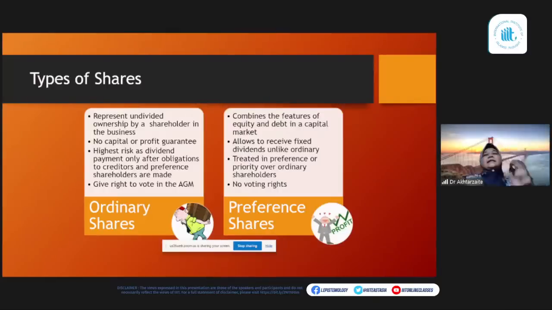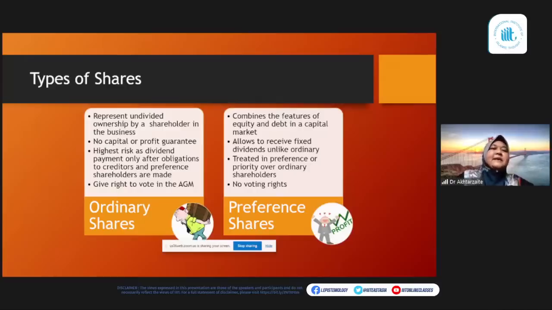Types of shares. Shares can be basically divided into ordinary shares and preference shares, right? So what are the differences between these two? Ordinary shares, as the features that we said just now, represent the undivided ownership by a shareholder in the business. No capital or profit guarantee. If there is profit, you get profit. If you don't have profit, then there is no guarantee. Also, the capital itself is not guaranteed. Of course, the profit is also not guaranteed. It can be the occurrence of loss.